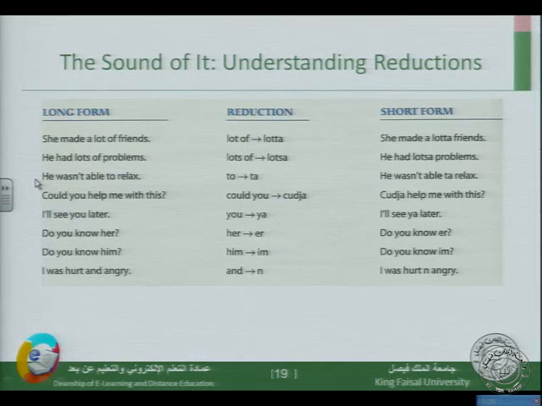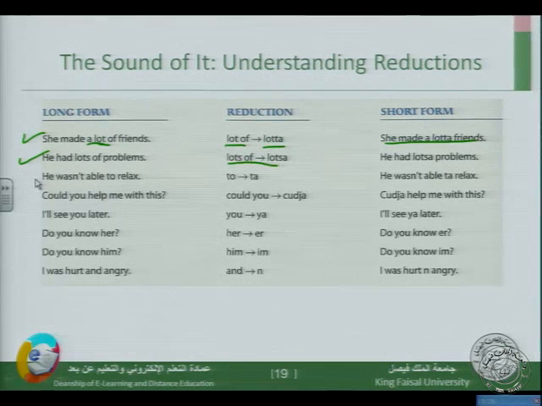This is a very important lesson. We've talked about it almost every class. She made a lot of her friends. She made a lot of. We said a lot of. She made a lot of friends. Notice, the long form: she made a lot of friends. This is the long form. The reduction must be in lot of. See, lot of. She made a lot of friends. Lot of friends. He had lots of problems. Lots of problems. This is the long form.